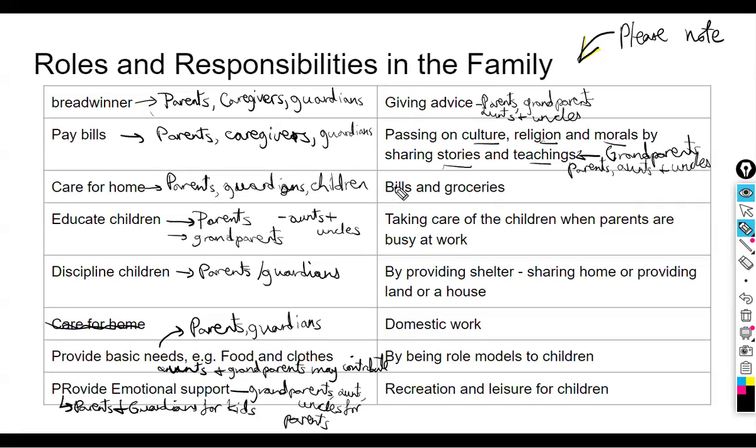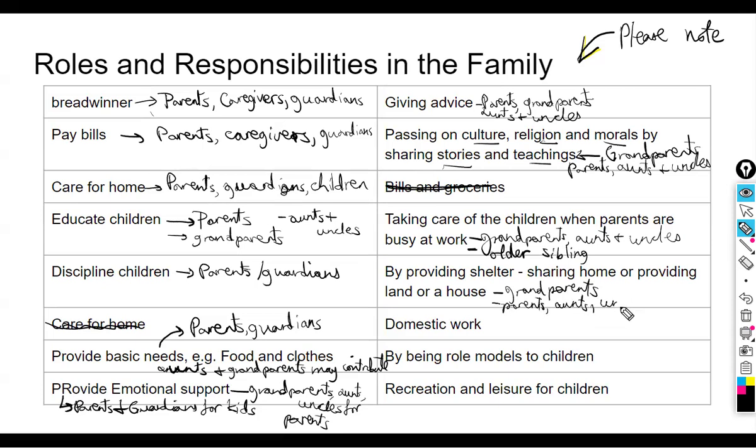Okay, bills and groceries. This is like paying the bills so already, so I'll just take this out, right? Taking care of children when parents are busy at work. This is grandparents, as well as aunts and uncles, right? Providing shelter, sharing a home or providing land or a house. This could be grandparents. Oh yes, older sibling here too. All right. So grandparents usually might provide the land or the house, but then also parents and aunts and uncles, right?